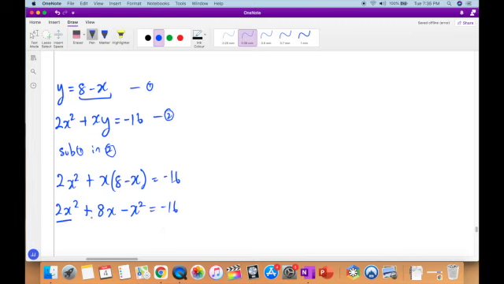Right? 2x squared minus x squared, well, that is 1x squared. x squared plus 8x is equal to negative 16, right? And so what I'll do is I'll bring the negative 16 over on this side, so I will get x squared plus 8x plus 16 is equal to 0, yeah? Right? And now that I brought the negative 16 over on this side and I end up with 0 here, I can actually factorize this now to get two different answers for x, right?